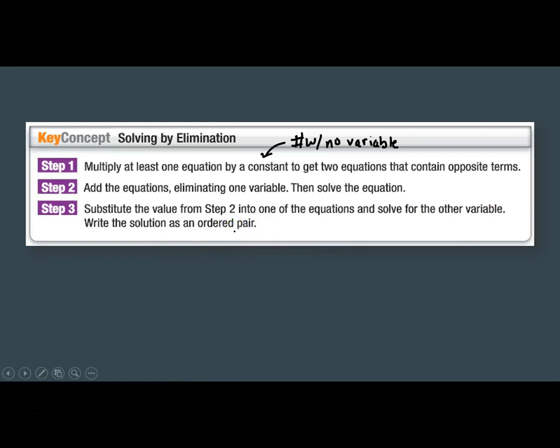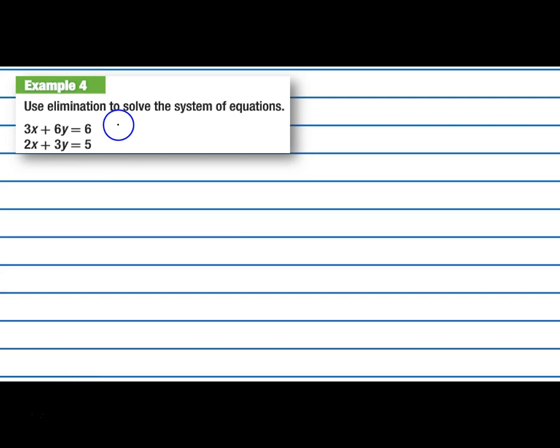So let's try this. Example 4, let's use elimination to solve the system of equations. So we have 3x plus 6y equals 6. 2x plus 3y is equal to 5. So first thing I'm going to do is rewrite this. And as you're writing it down, you should be thinking, which one of these numbers, x or y, can we get rid of with doing the least amount of steps?